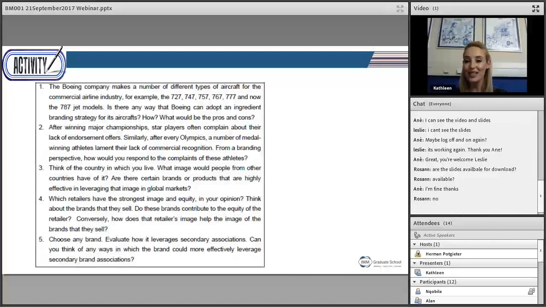Having finished study unit 6, which is chapter 7 in your textbook, does anyone have any questions relating to leveraging? Fantastic. Seems like everybody has been focusing well and understands what's going on.